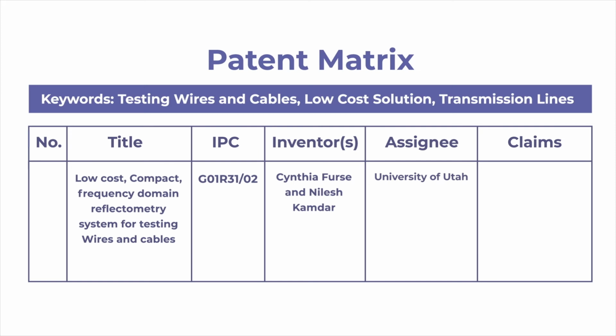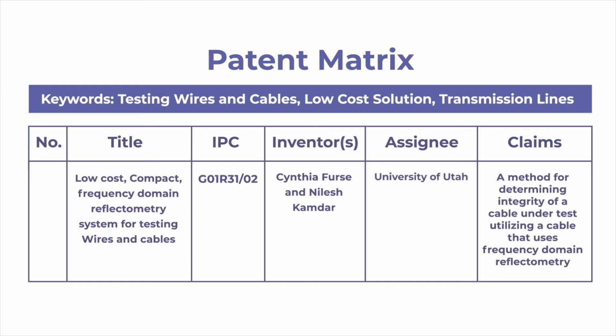Claim 1 says it is about a method for determining the integrity of a cable under test utilizing a cable testing system that uses frequency domain reflectometry. Unlike this first patent, we can add information extracted from several patents that would be related to the keywords that we have proposed earlier for this patent matrix. This is how we can fill information in our patent matrix.